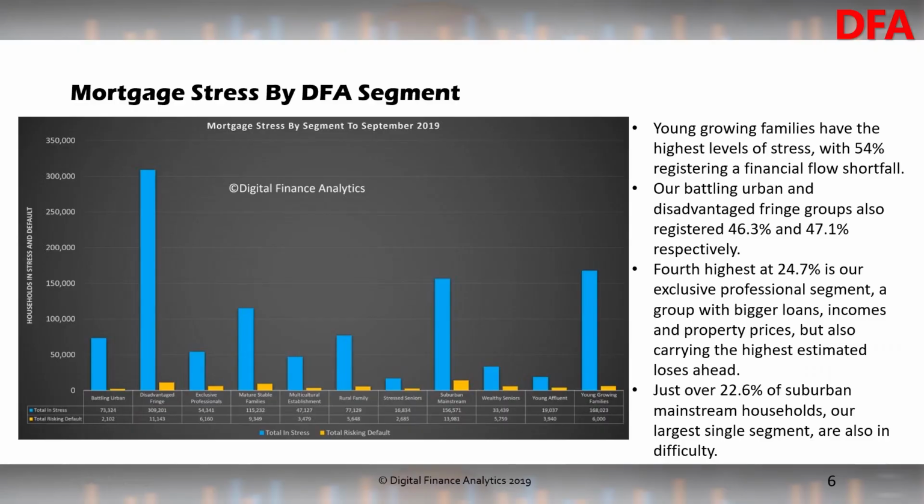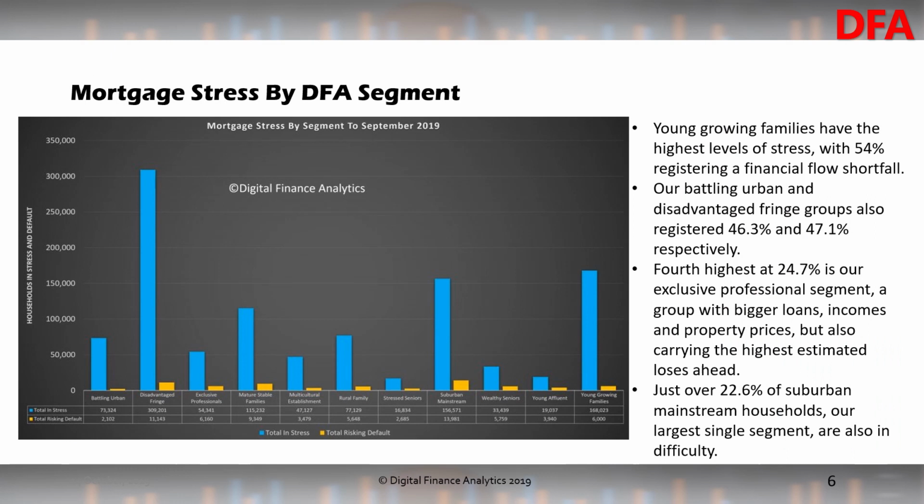Okay, on page 6, I've just pulled out the segments. I told you we used Rubik cubes to sort of look at it, right? So this shows you just the total number in stress and the total risking default. Now, risking default is a predictive estimate based on our models. We've been running it for a number of years. It's quite accurate. We predicted Mandra. It's now happening. So young growing families have the highest levels of stress.